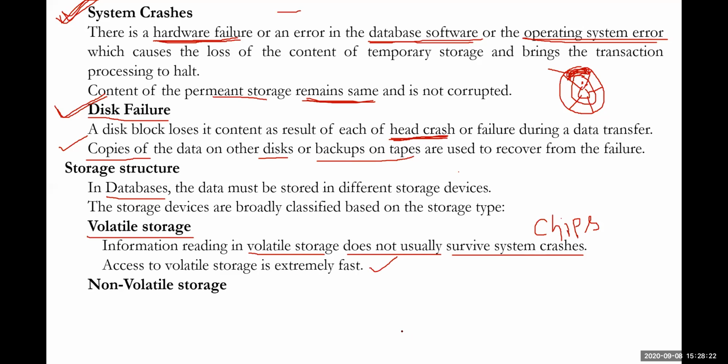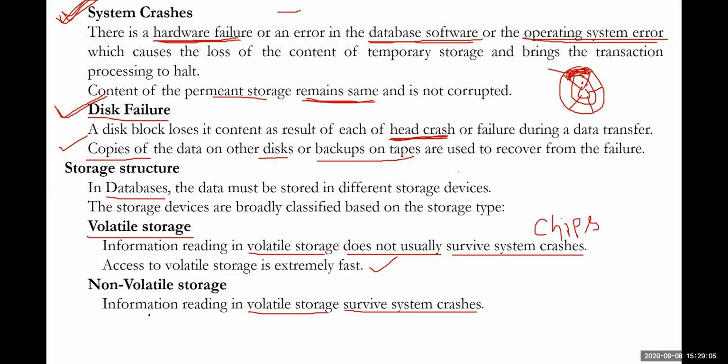Then the second one is non-volatile storage. This covers pen drives, DVDs, hard disks, everything which is able to store data permanently. Non-volatile storage will survive system crashes. When the system crashes, you could get back the data from non-volatile storage, because even when power is lost, the contents of non-volatile storage remain.